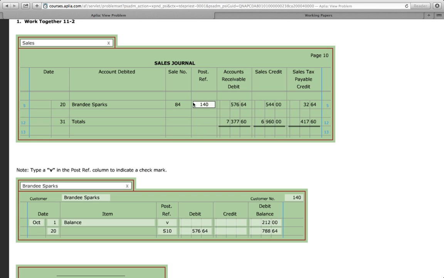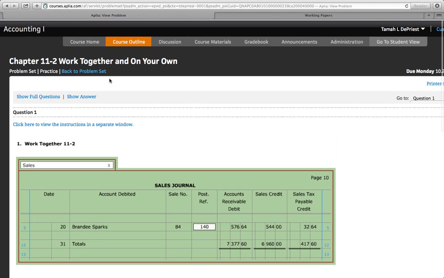Now I've had kids before who get confused about that because they're like, well, where do I put the posting to the controlling account and the sales account and the sales tax payable account? We'll deal with that when we post to them. The only post reference that goes here is for Brandy. And then we would have to go and do all of the other customers listed in the sales journal, but they're not asking us to take that much time. All right, so that's that instruction.